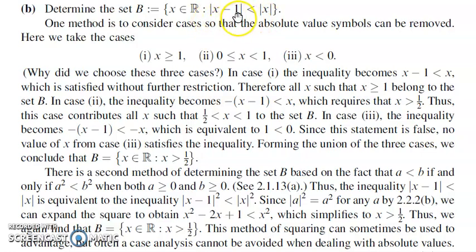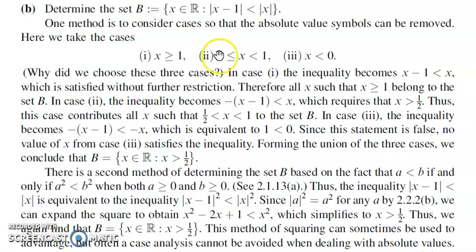Modulus of x minus 1 means the set of all elements whose distance from the point 1. Modulus of x means the set of all points whose distance from the point 0. So, modulus of x minus 1 less than modulus of x minus 0 means the set of all points whose distance from 1 is less than the distance from 0. We will solve this problem in two different ways.